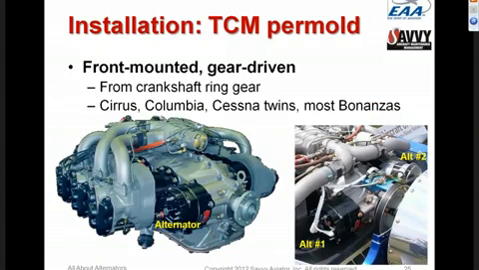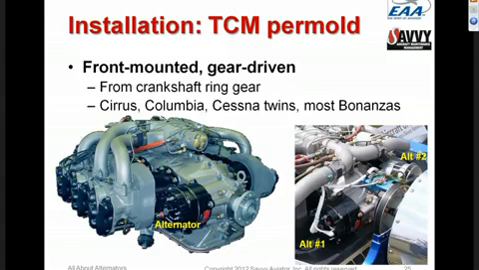The lower left image is a typical pressed-together series alternator installation on a Permold case Continental engine, as you might find in a twin Cessna or a Bonanza or a Cirrus or a Columbia, where the alternator is mounted at the front right side of the engine case, and is actually driven right off of a big face gear inside the engine that's mounted on the crankshaft. We'll see a picture of that shortly.